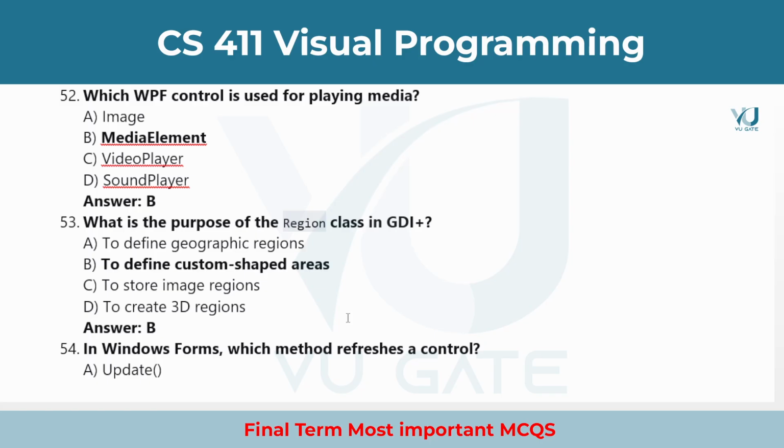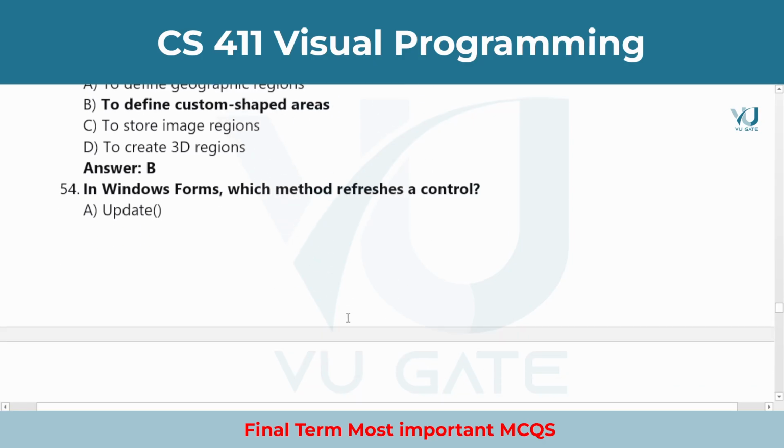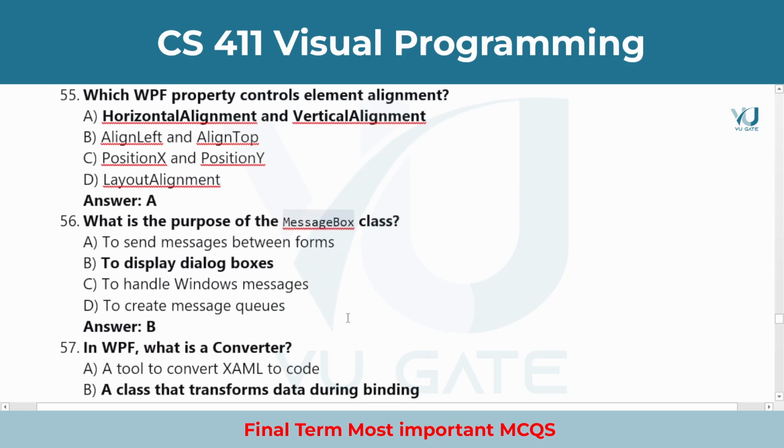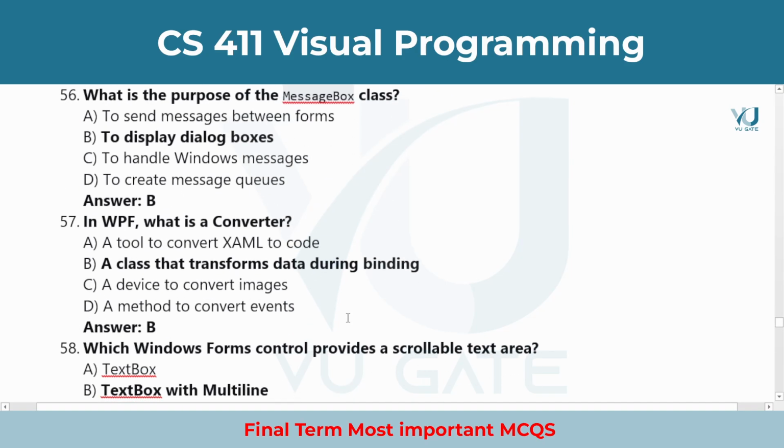Question 54. In Windows Forms, which method refreshes a control? The correct answer is option B, Refresh. Question 55. Which WPF property controls element alignment? The correct answer is option A, HorizontalAlignment and VerticalAlignment.